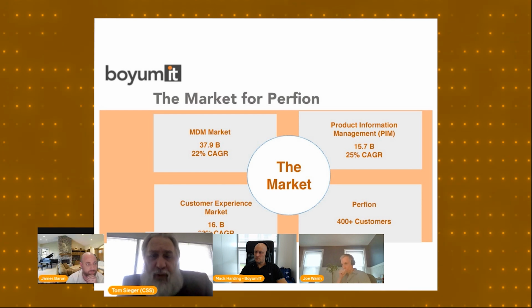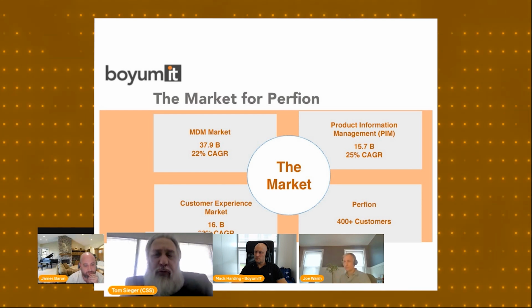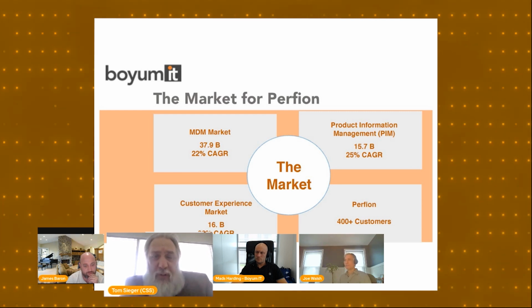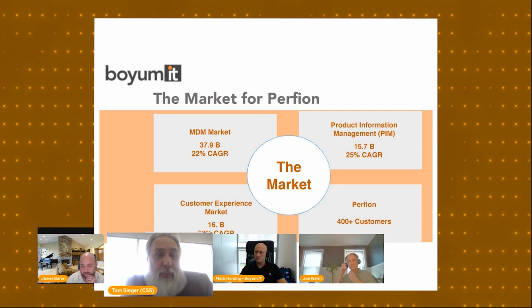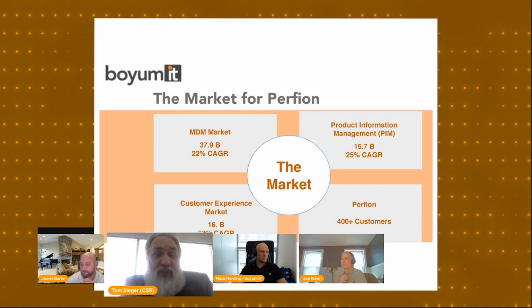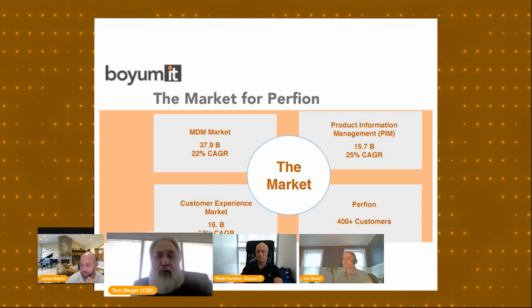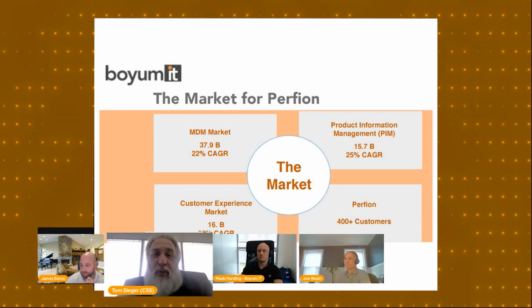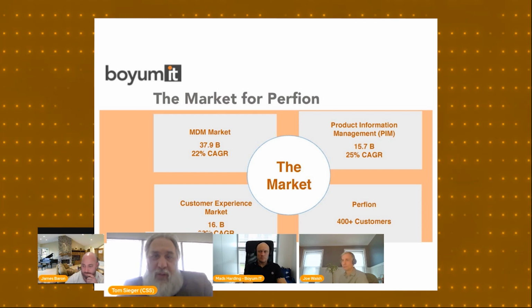And then, of course, the customer experience market as a whole, which is also something that PIM fits into, is a $16 billion market. That's simply to say you've got a big enough market here to explore. And what's Perfion's current scale in that market? 400 customers. So there is plenty of opportunity out there for us to take advantage of. We just want a percentage of that growth that we see there.